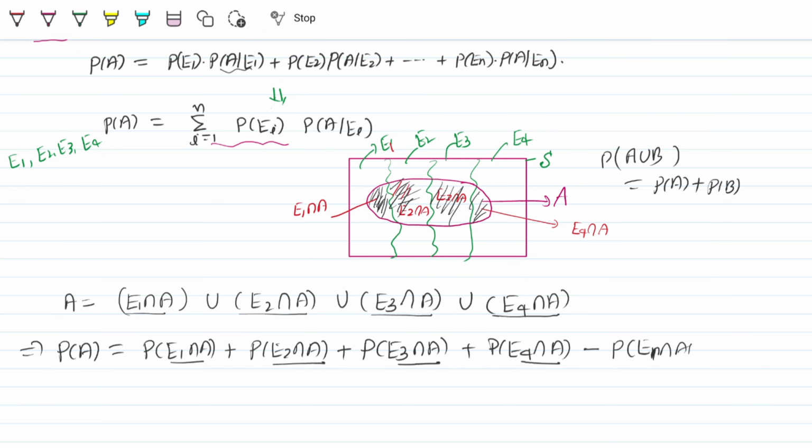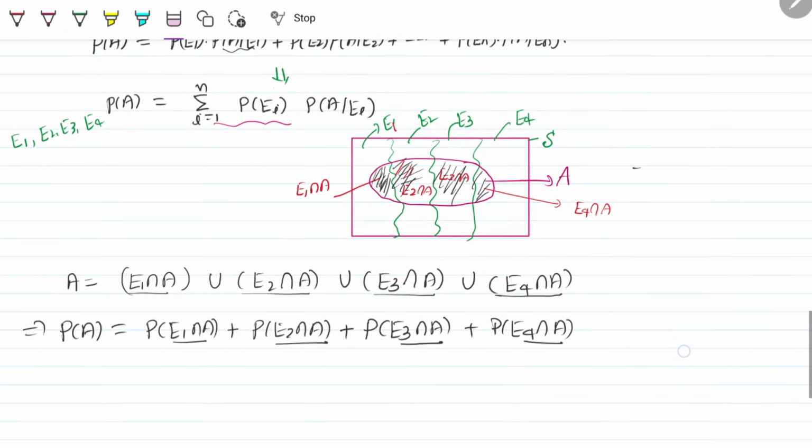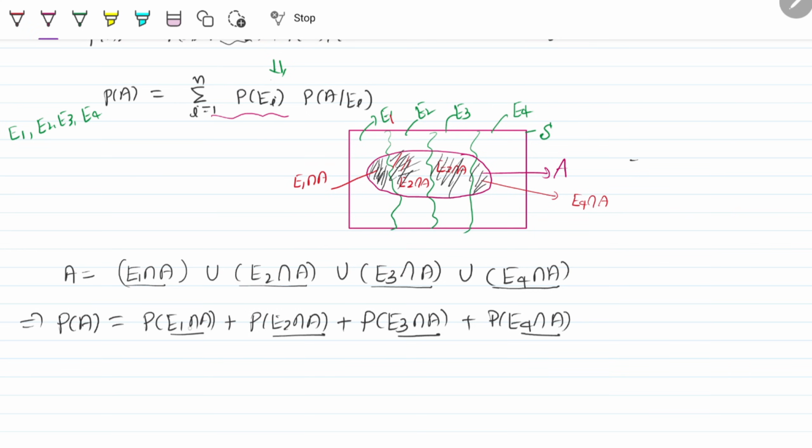Clear? Okay. So I will erase this. This is just for your understanding. Now you see E1 intersection A: E1 and A, they are dependent events. Why dependent? First E1 will happen, after that A will happen, or E2 will happen, after that A will happen. Similarly, E2 and A are dependent events.